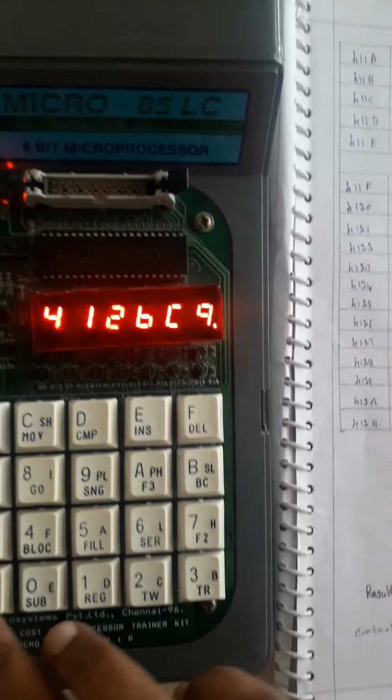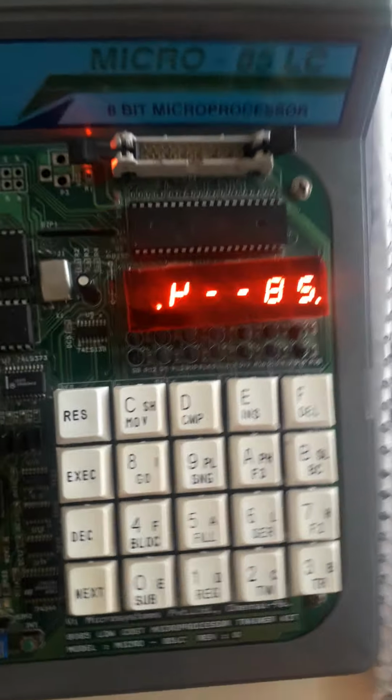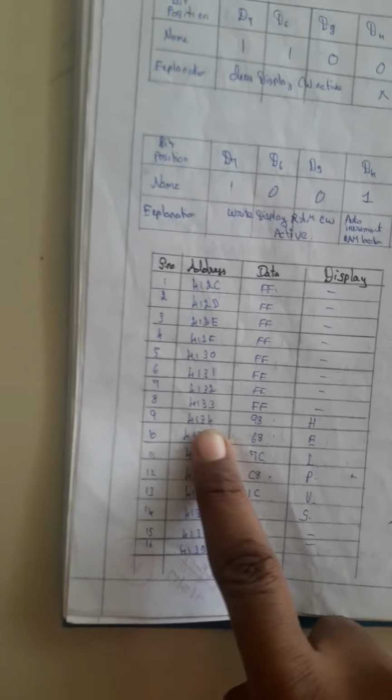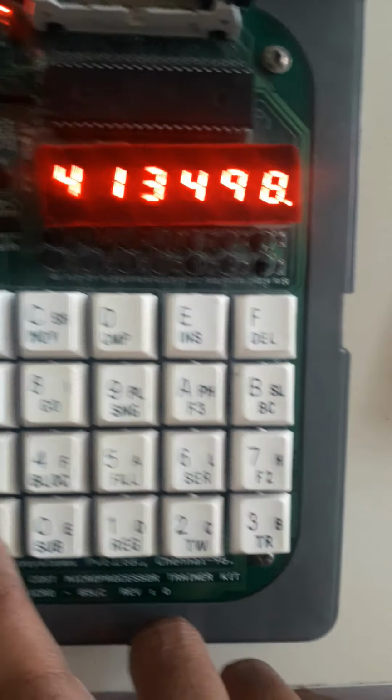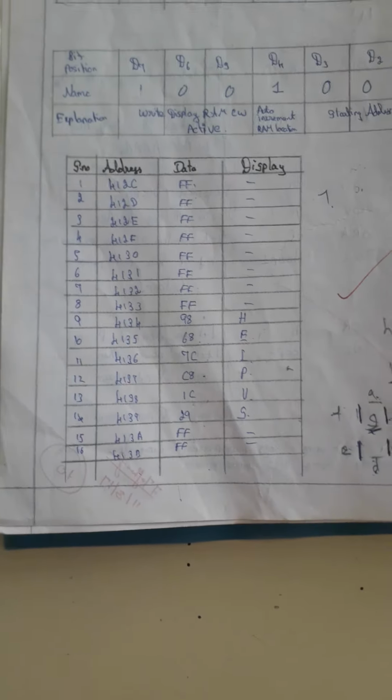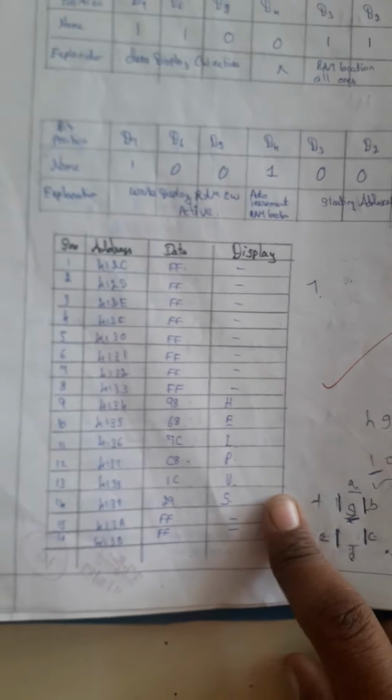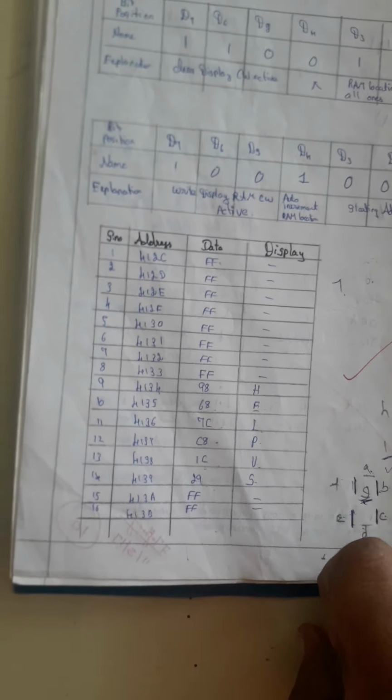Then, after the program, we have to give the input at location 412C. So reset, then examine memory 412C, where we have to give these inputs. FF, and from 4134 the data starts: 4134 98, in 4135 68, then 7C, C8, 1C, 29, and then FF. So this is the entry for displaying HELP US. If you want to display other characters, we have to give their corresponding hexadecimal values.